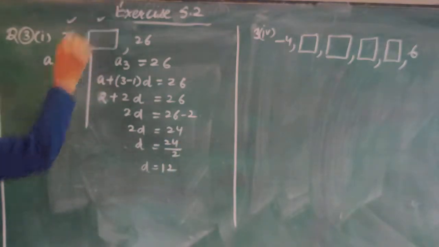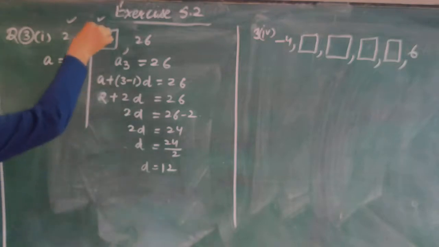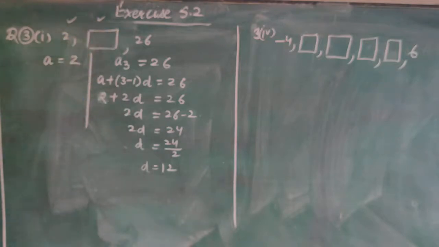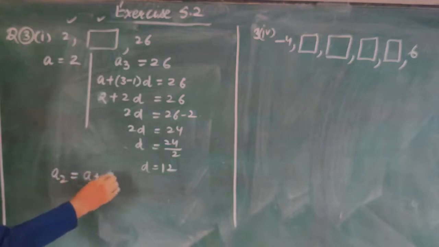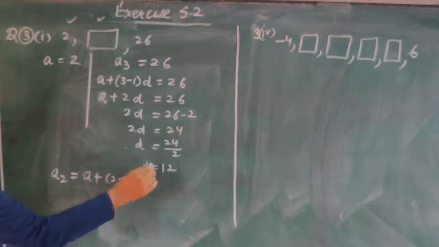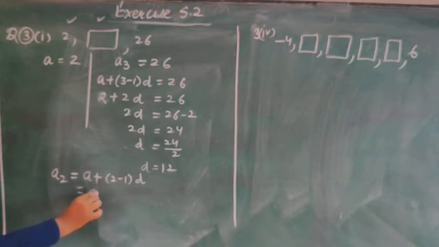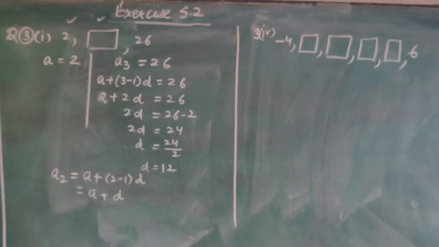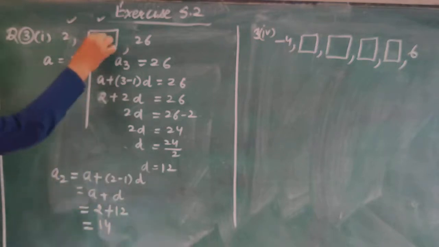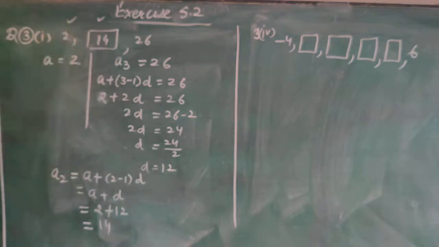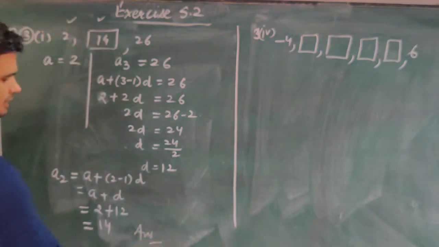Now the missing term is at second place. It means we will find the second term of this AP. A2 is equal to A plus 2 minus 1 into D. It is A plus 1D, or I can write it as A plus D. So A is 2, D is 12. So the second term is 14. You can place it here. 14 is the answer.